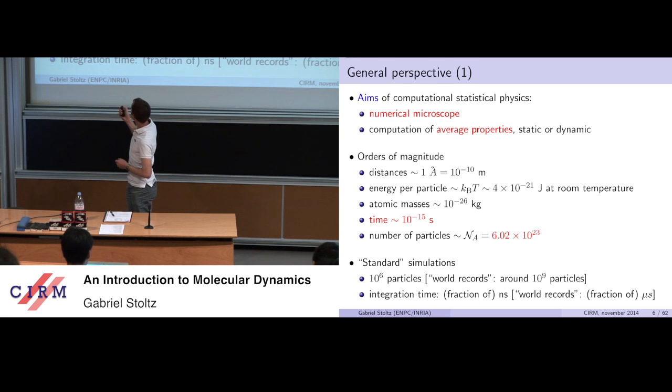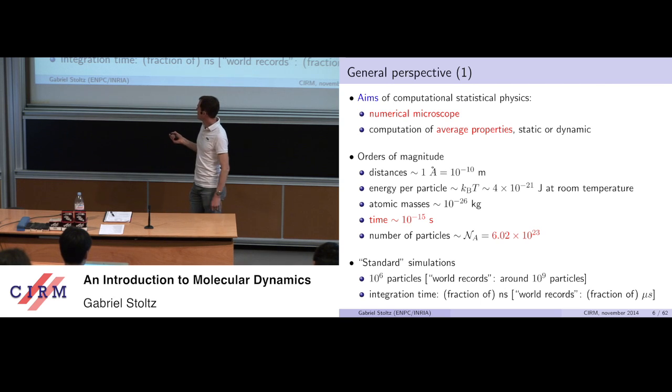This numerical microscope is more and more used, especially in biology, to have some ideas about what's happening in complex systems. For me, I won't advertise it as an aim today. I will really concentrate on the computation of average properties.